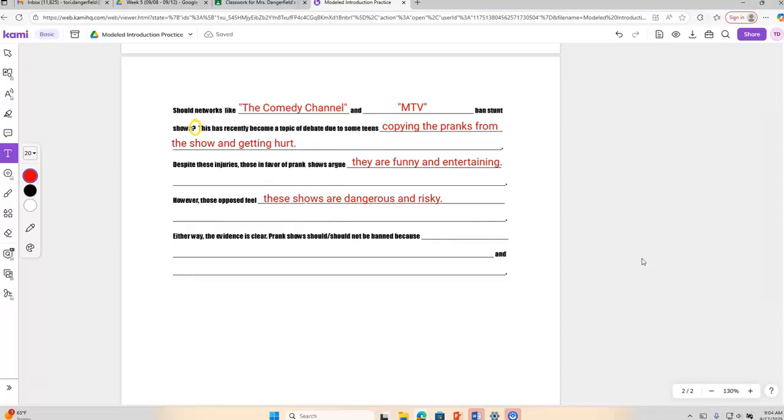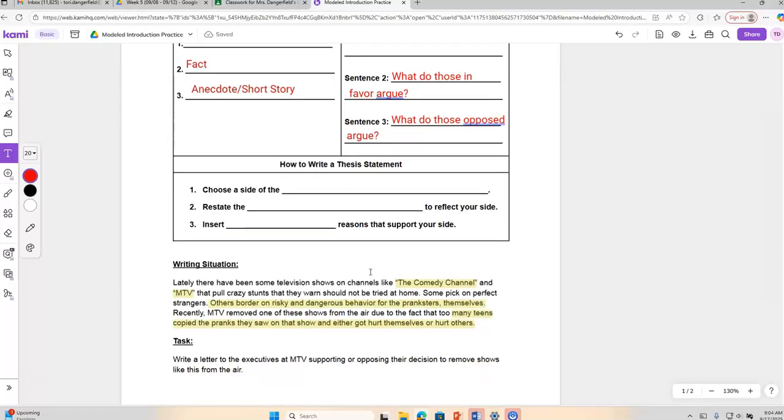Okay, so to recap everything that we've read so far, should networks like the Comedy Channel and MTV ban stunt shows? This has recently become a topic of debate due to some teens copying the pranks from the show and getting hurt. Despite these injuries, those in favor of prank shows argue they are funny and entertaining. However, those opposed feel these shows are dangerous and risky. Now we're going to get to the final part of the introduction, which is our thesis statement.